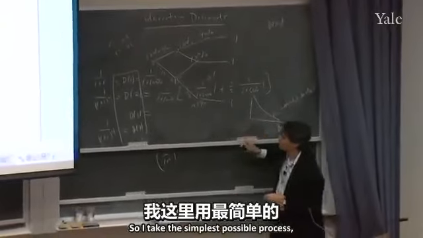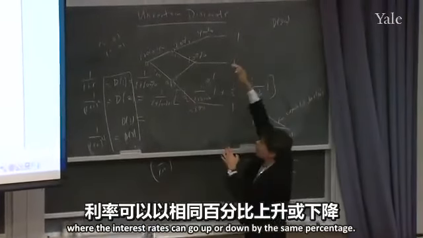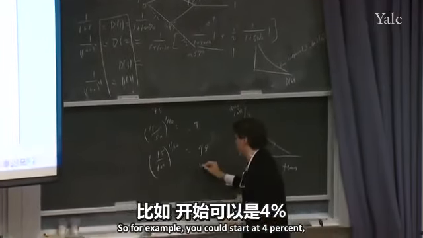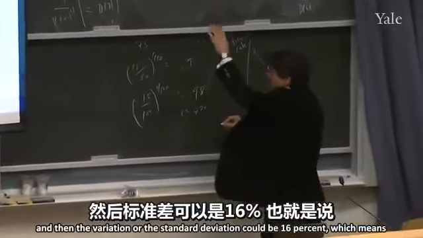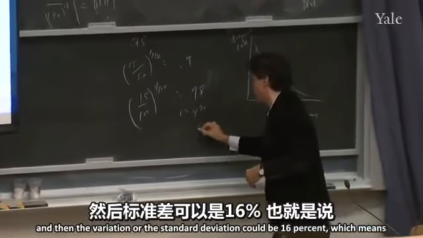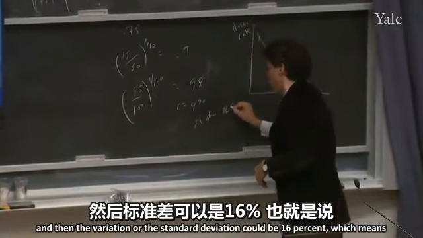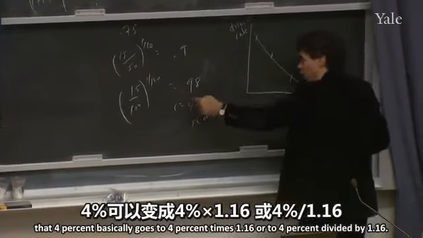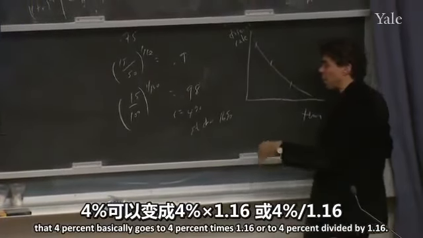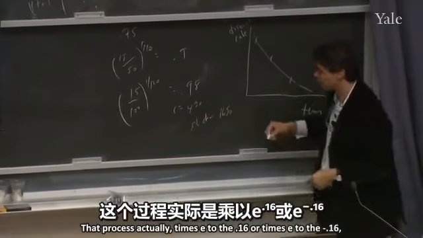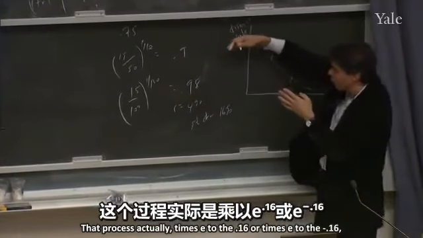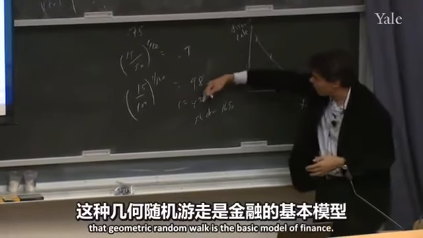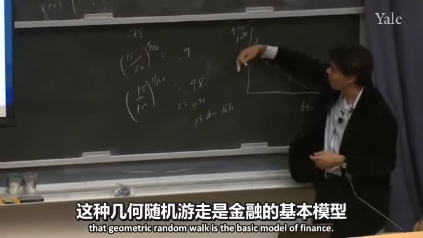And so I take the simplest possible process where the interest rates can go up or down by the same percentage. For example, you could start at 4%, and then the standard deviation could be 16%, which means that 4% basically goes to 4% times 1.16, or to 4% divided by 1.16. That process, actually e to the 0.16, or e to the minus 0.16, which is very close to times 1.16, that geometric random walk is the basic model of finance.